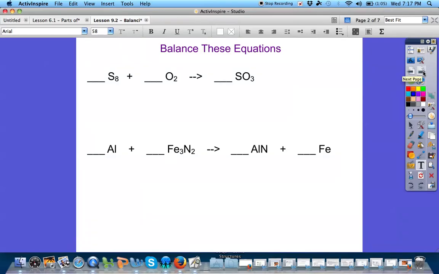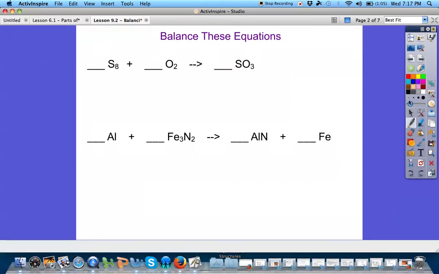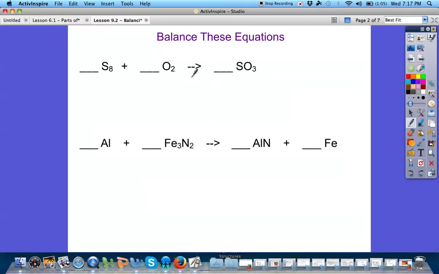So I've provided you with some skeleton equations here. We talked about writing the skeleton equations from word equations last time, and so now we're going to go from skeleton equations to balanced equations. The first thing that you're going to want to do is draw a line underneath the yield arrow. And then you want to list the elements that are on each side of the arrow.